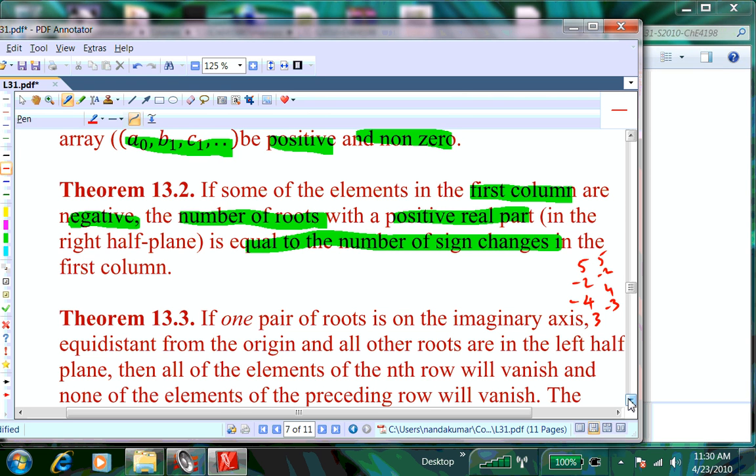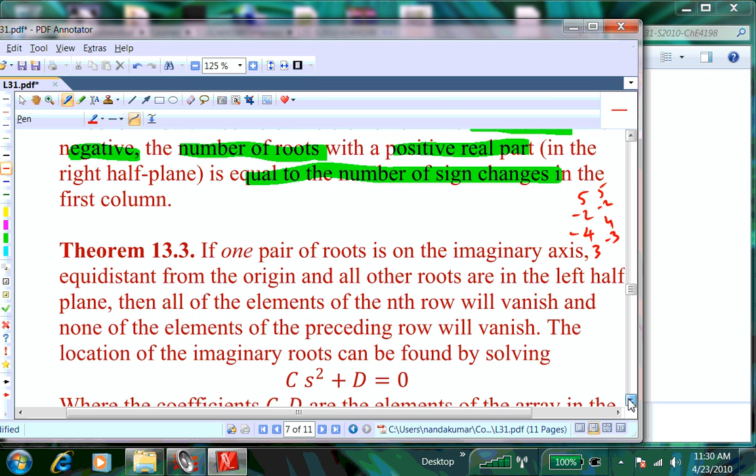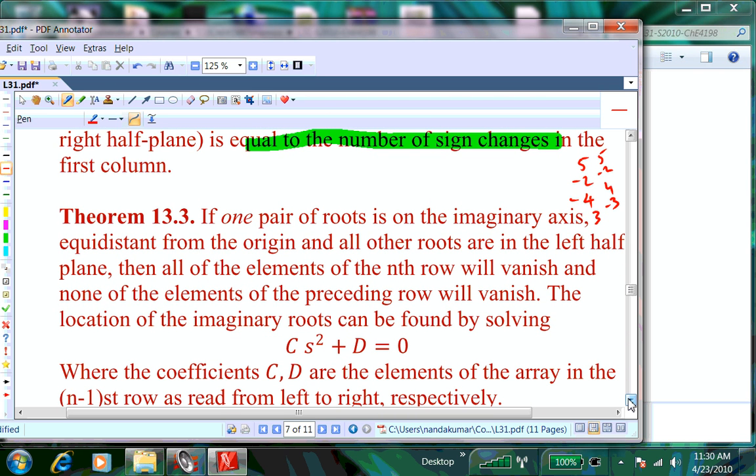Right. Thank you. Now, if one pair of roots is on the imaginary axis, that is a very important point. When the roots cross from the left half plane to the right half plane, it's a stability boundary. So there is a special case for that. If one pair of roots is on the imaginary axis, then you will find that one row of the root table becomes zero identically. All the elements in one row will be zero. That's how you will know.